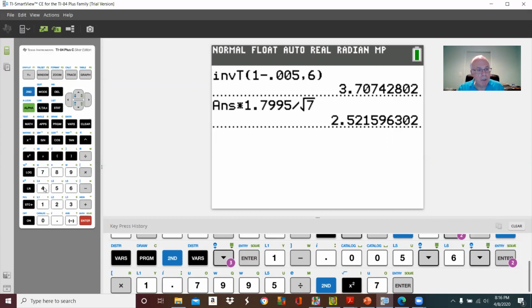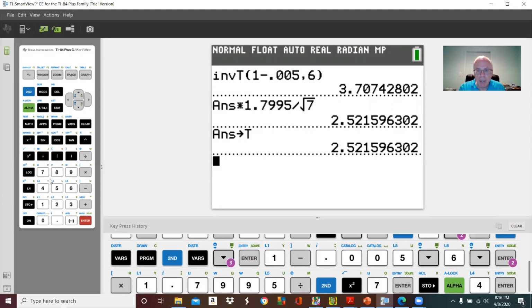Now, if you remember, I don't know if I showed this to you last time. I think I did. You can store the margin of error into an alpha character. So I'm going to hit store, hit alpha, go down, and I like the letter T, so I'm going to use 4 here, and it comes up with the T. Hit enter, and now this number 2.52 is stored in the letter T. This will just make it a lot simpler.